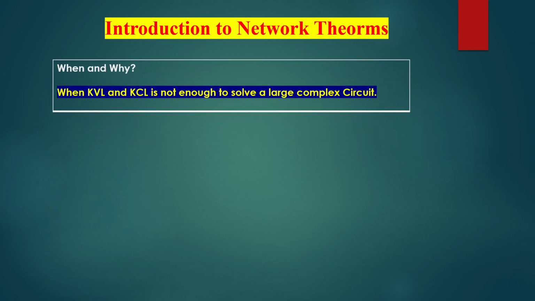One simple answer to this is, before the network theorems we used to analyze different electrical circuits with KVL and KCL. But the problem is, when the circuit became large and complex, at that condition, only with KVL and KCL we are not able to analyze. So that is why we need some theorems. Those are called network theorems.